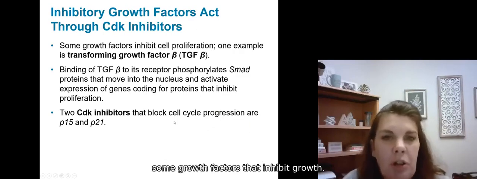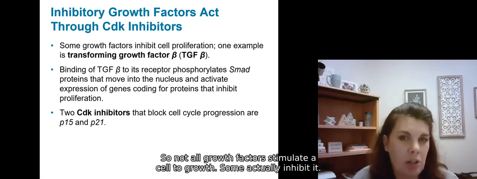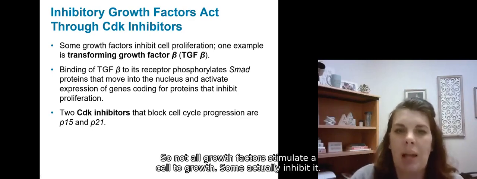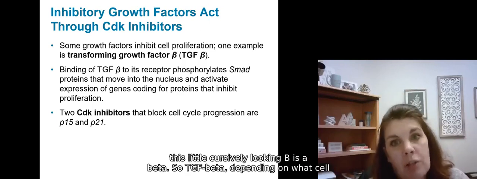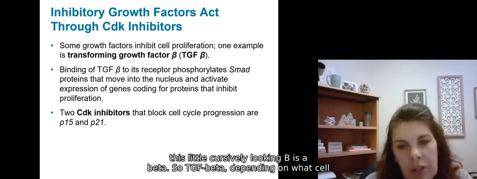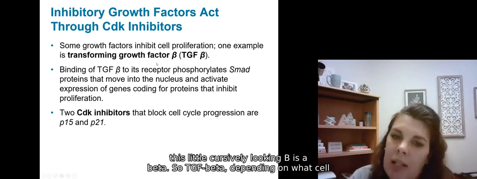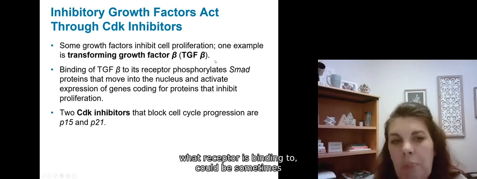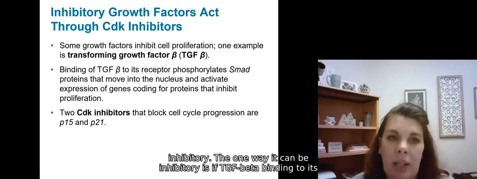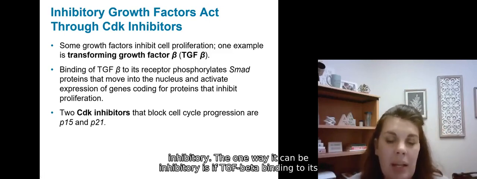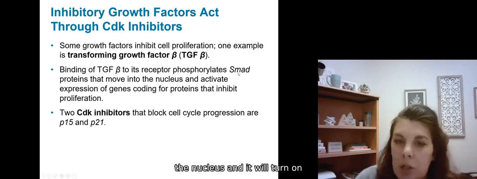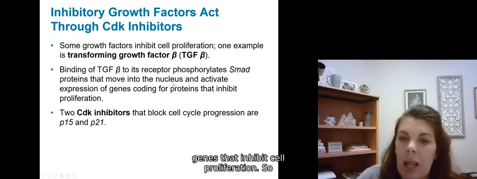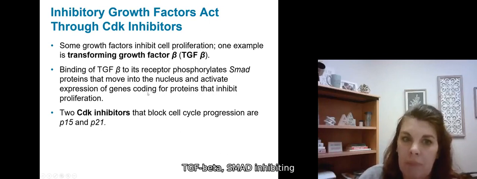There's also, interestingly enough, some growth factors that inhibit growth. So not all growth factors stimulate a cell to grow. Some actually inhibit it. One example would be TGF-beta, or transforming growth factor beta. This little cursive-y looking B is a beta. So TGF-beta, depending on what cell, what receptor it's binding to, could be sometimes activating and sometimes inhibitory. The one way it can be inhibitory is if TGF-beta binding to its receptor phosphorylates SMAD. SMAD moves into the nucleus, and it will turn on genes that inhibit cell proliferation.